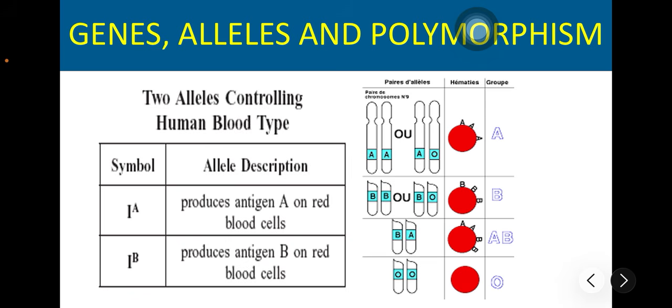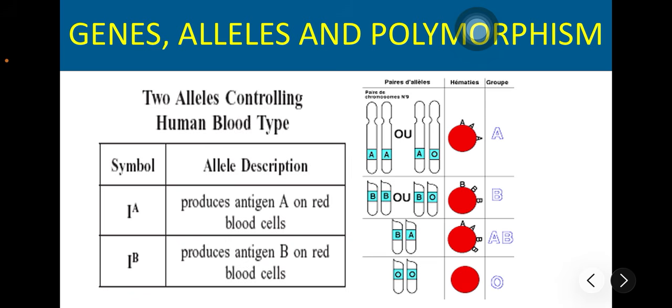Now let's talk about alleles. Alleles are the different versions of your gene. While everyone has the same genes, for instance, we all have a gene for a blood type at a specific locus, we don't all have the same alleles. Alleles are the alternate forms of a gene that can occupy that same locus.